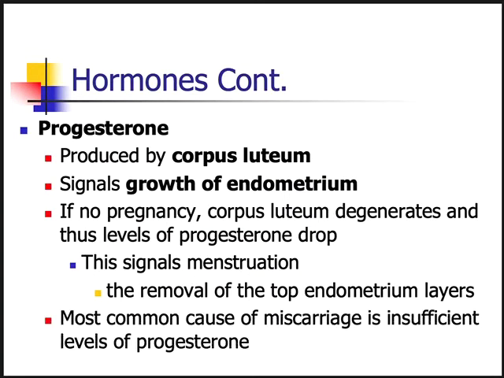Okay. And as I mentioned already, the most common cause of miscarriage is when that endometrium layer gets removed, due to insufficient levels of progesterone. So if your corpus luteum doesn't persist for the 8 to 12 weeks, you will have a drop in progesterone. You'll lose your endometrium layer, right? You'll have a period, you'll have a miscarriage.